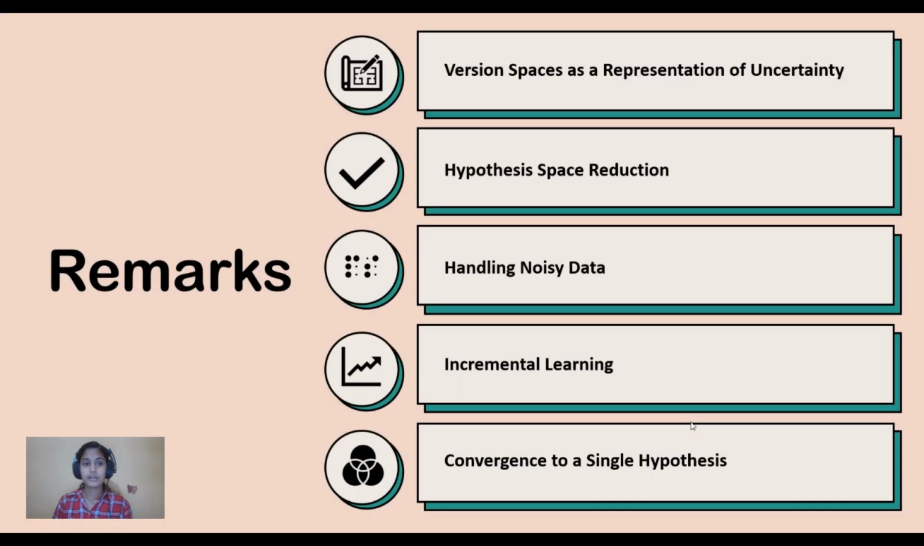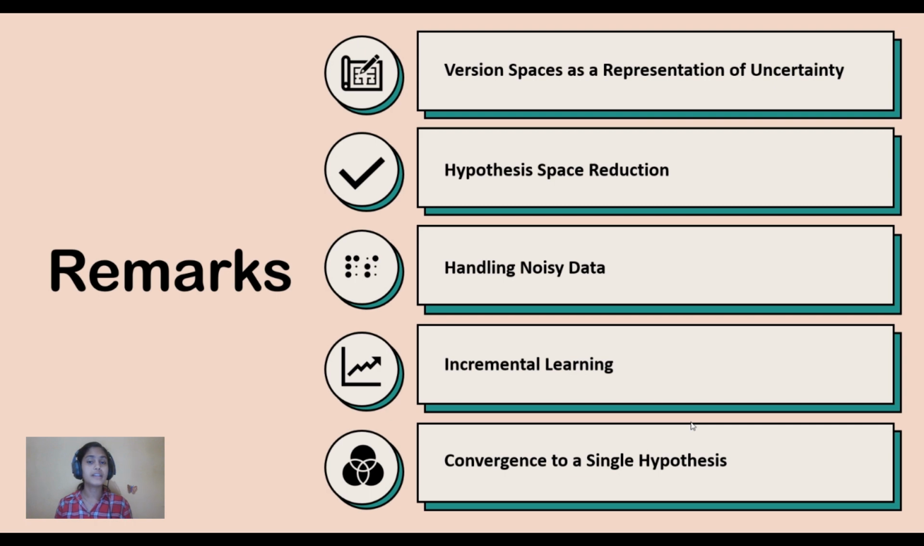Okay, now these are the remarks. First is version space as a representation of uncertainty. Then hypothesis space reduction. That means we are going to reduce the hypotheses. Handling noisy data.